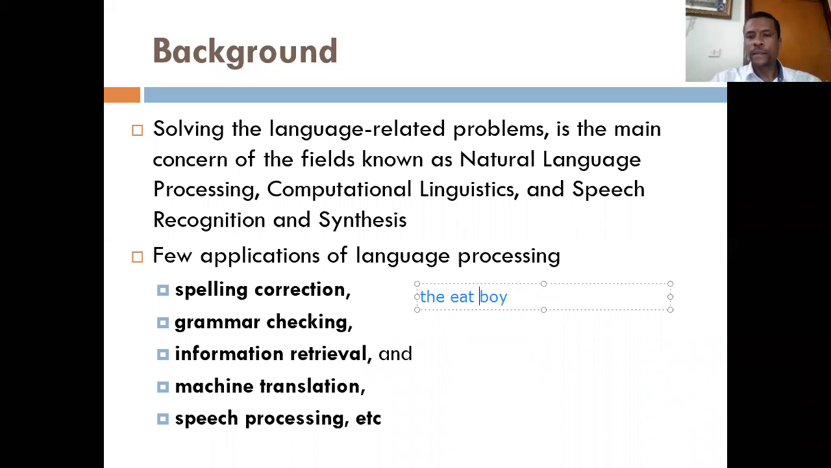Okay? Now in this case, the is a determinant, or an article. And the language tells you that after an article, you cannot have a verb. This is a rule of the language. Okay, this is only for English. After an article, or after a determinant, you cannot have a verb.